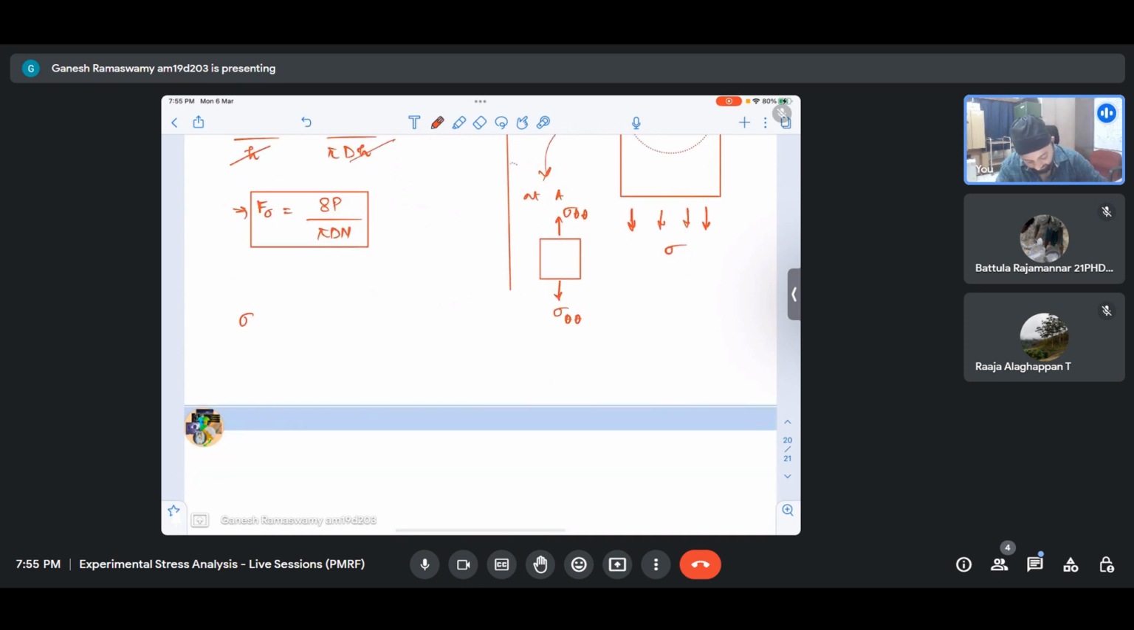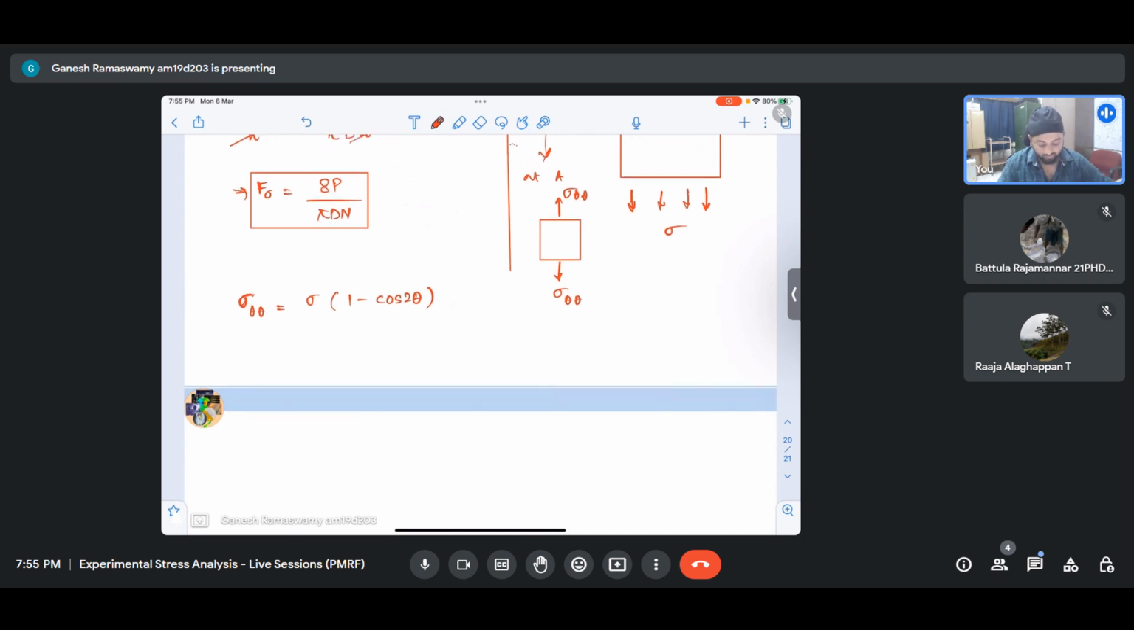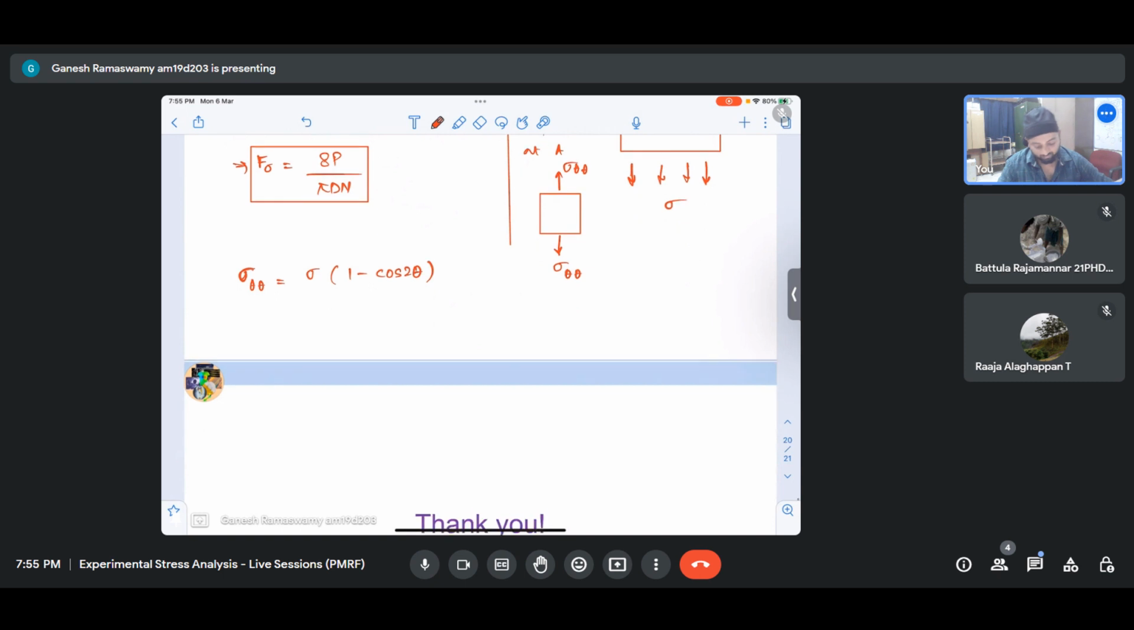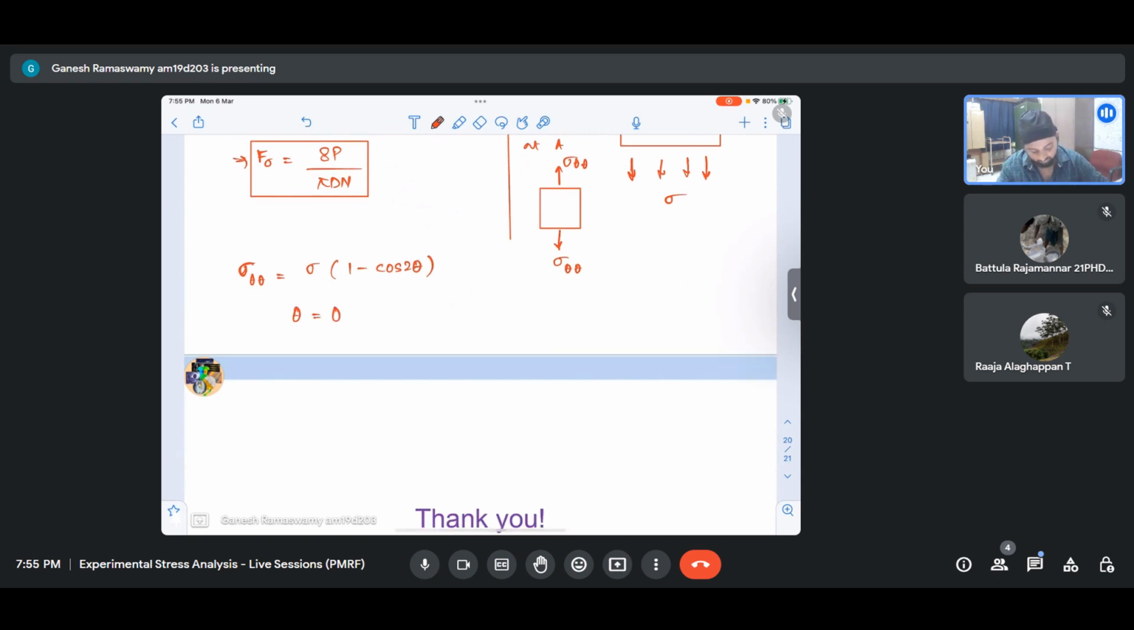Now if you see the derivation in any standard book for theory of elasticity, we will be able to see that it will be sigma into 1 minus cos 2 theta, something like that. Okay, so it's a cos variation. So when I get theta equal to 0, let me say theta is 0. What will happen here? Cos 2 theta is... you just verify this once again. What it waters down to exactly, I'm not remembering.